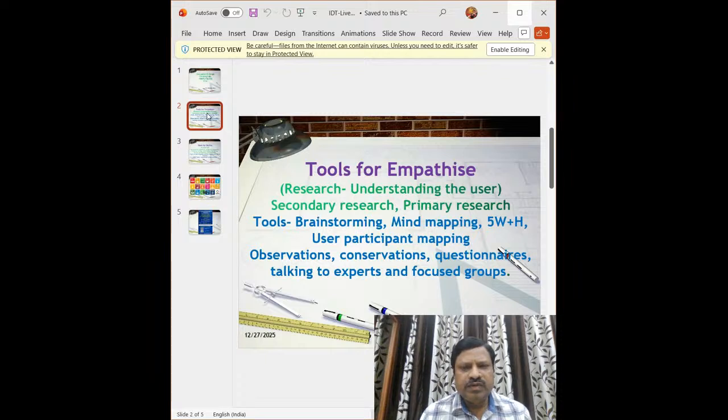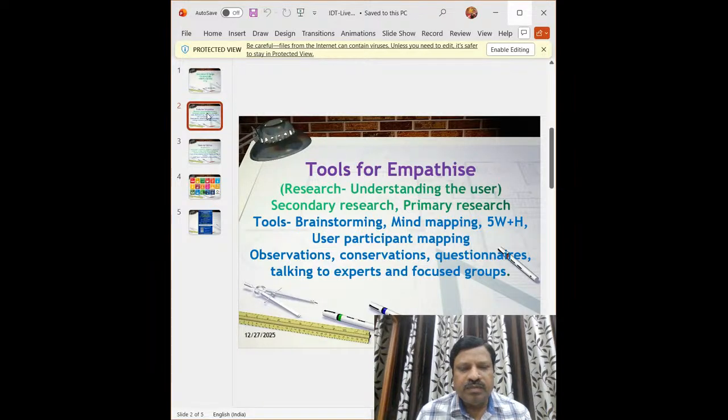So there are tools for empathize. Empathize is understanding the users from the user's perspective, and for this we need to conduct secondary research and primary research. The tools we use to understand the users and the topic are brainstorming, mind mapping, 5W plus 1H, and user participant mapping.